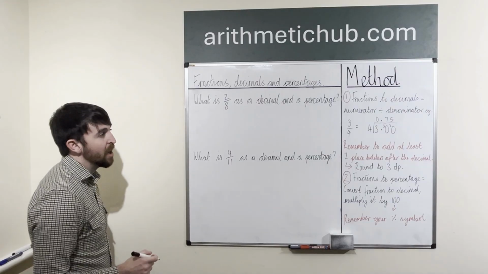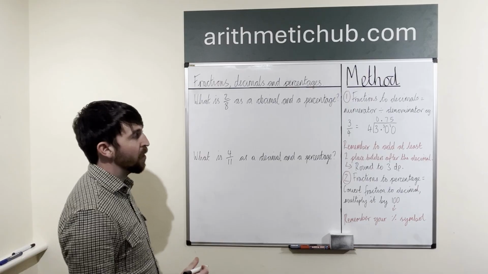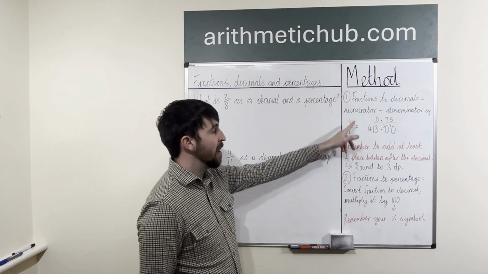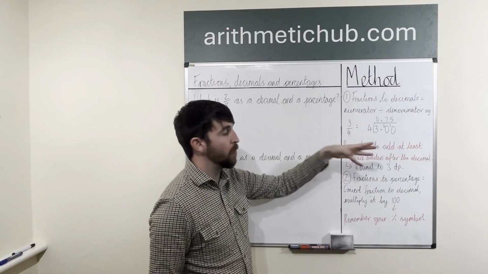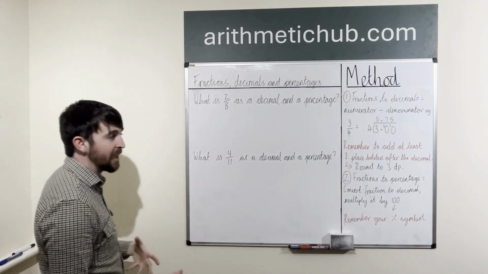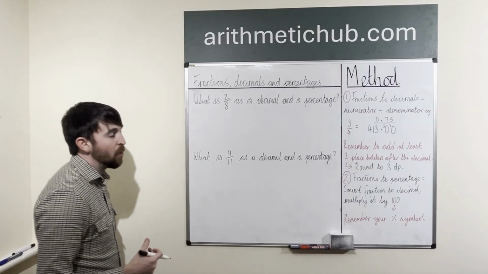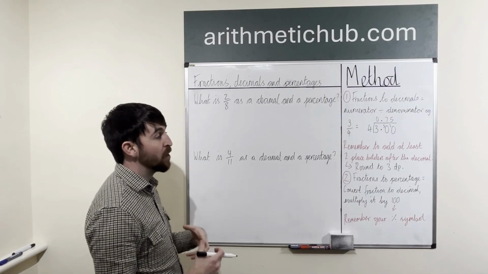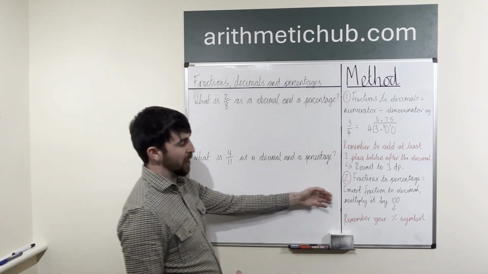Our method says, for fractions to decimals, what we need to do is our numerator divided by our denominator. It's given us an example here. If we had 3/4, the 3 would go on the inside of the short division method, the 4 would go on the outside, and you would divide it there like that. It then says, remember to add at least 2 placeholders after the decimal. That's going to help you when you're multiplying by 100 to convert it into percentages, which we're going to look at later.